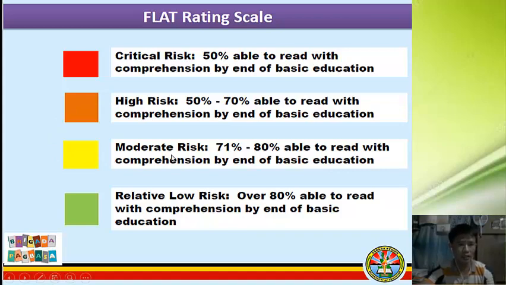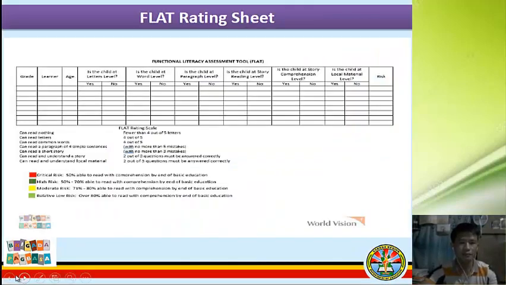Now, in yellow, which is the moderate risk, 71 to 80% able to read with comprehension by the end of the basic education. Anyway, this is the orange, this is the 51 to 70%. In green, relative low risk, gamay lang, over 80% able to read with comprehension by the end of the basic education. At least 20% of the learners dili kaayo makakomprehend. So at least 80% no makakomprehend sila. So that's a very good nga level sa grade 6. So this is the flat rating scale.